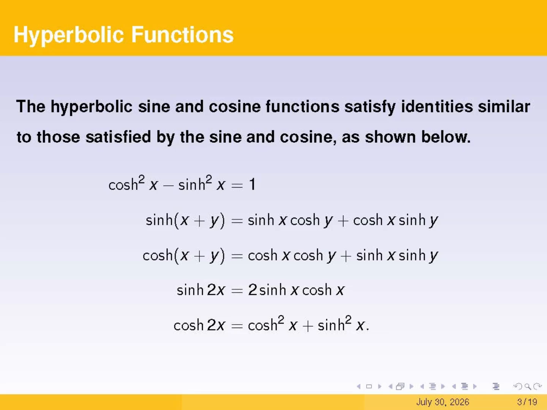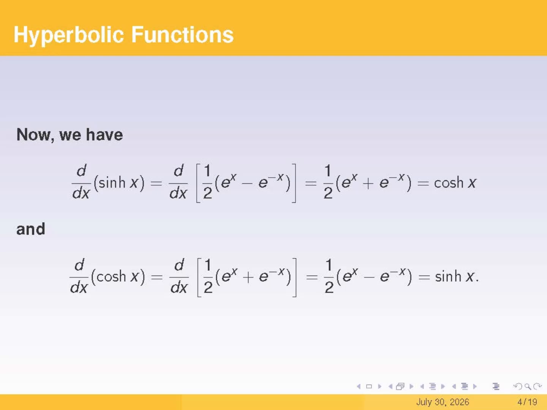This screen discusses the differentiation formulas for the hyperbolic sine and hyperbolic cosine functions. The differentiation formula for hyperbolic sine is displayed on the second line. By applying the chain rule, it is easy to obtain that the derivative of hyperbolic sine is equal to hyperbolic cosine. Similarly, the last line shows that the derivative of hyperbolic cosine is equal to hyperbolic sine.